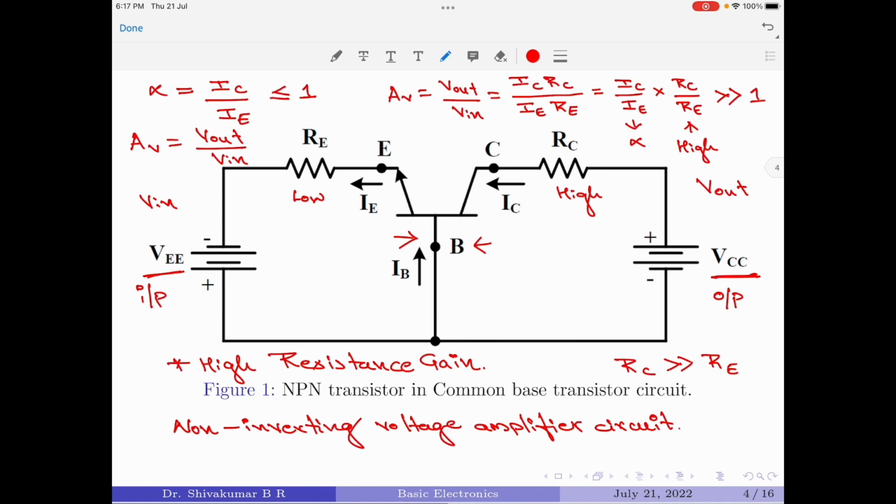It is because of this very high voltage gain characteristic of the common base configuration that we do not commonly use it in practical applications. It has very few applications, specifically in single stage amplifier circuits such as a microphone preamplifier or a radio frequency amplifier, because this particular configuration has a very good high frequency response.